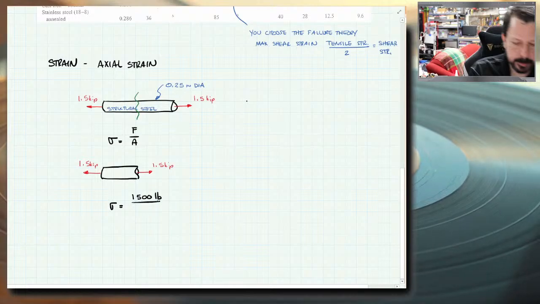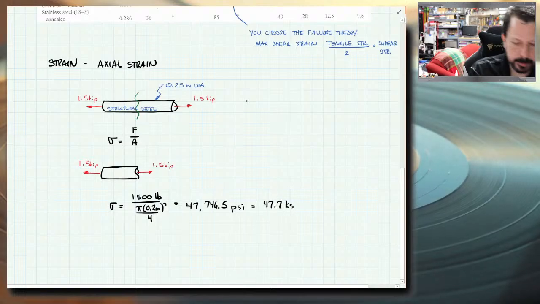The area, I said that it had a 0.25 inch diameter, so that's pi times 0.25 inches squared over 4. And we can calculate our stress. So let's see what that is. 0.25 squared times pi divided by 4. 1,500 divided by that answer is a pretty big number: 47,746.5. The units would be pounds per inch squared. That's PSI.